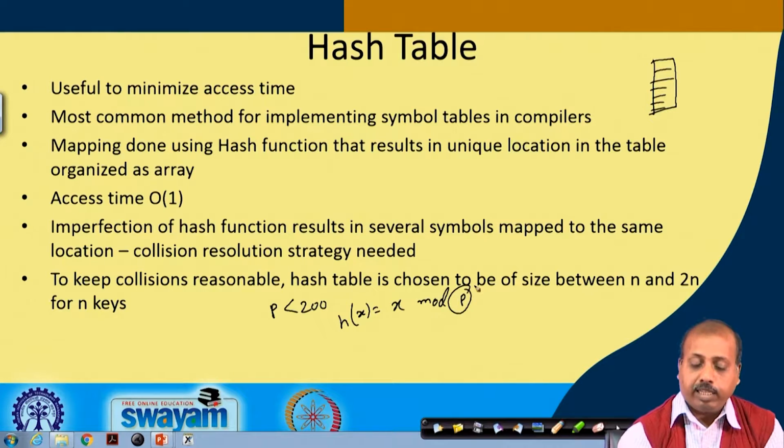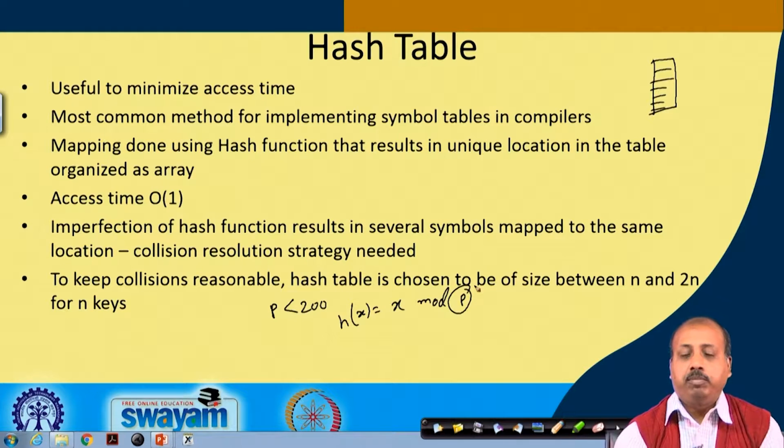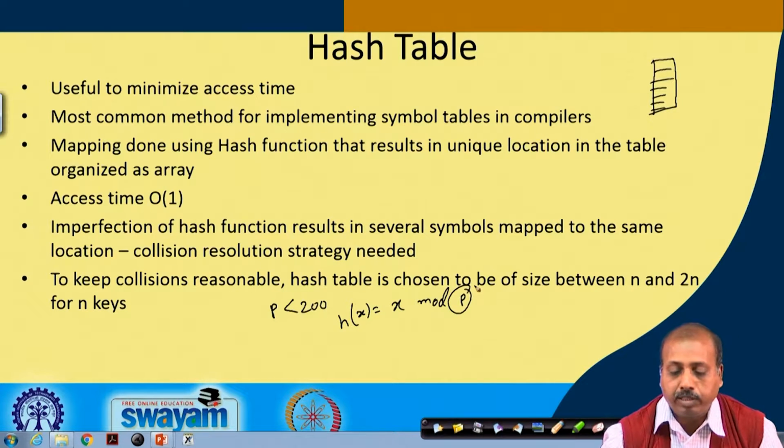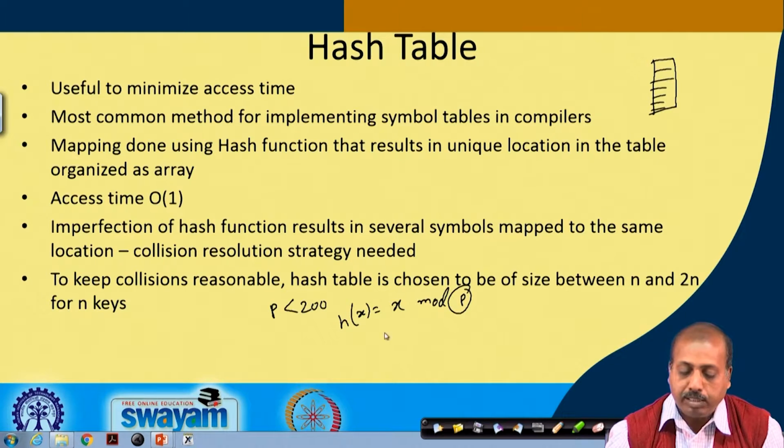There are several studies on how to design these hash functions so that collisions are fewer, but that is beyond the scope of our discussion. I would suggest that you refer to some data structure classes for hash table organization. As compiler designers, we are just going to use it for this symbol table organization.